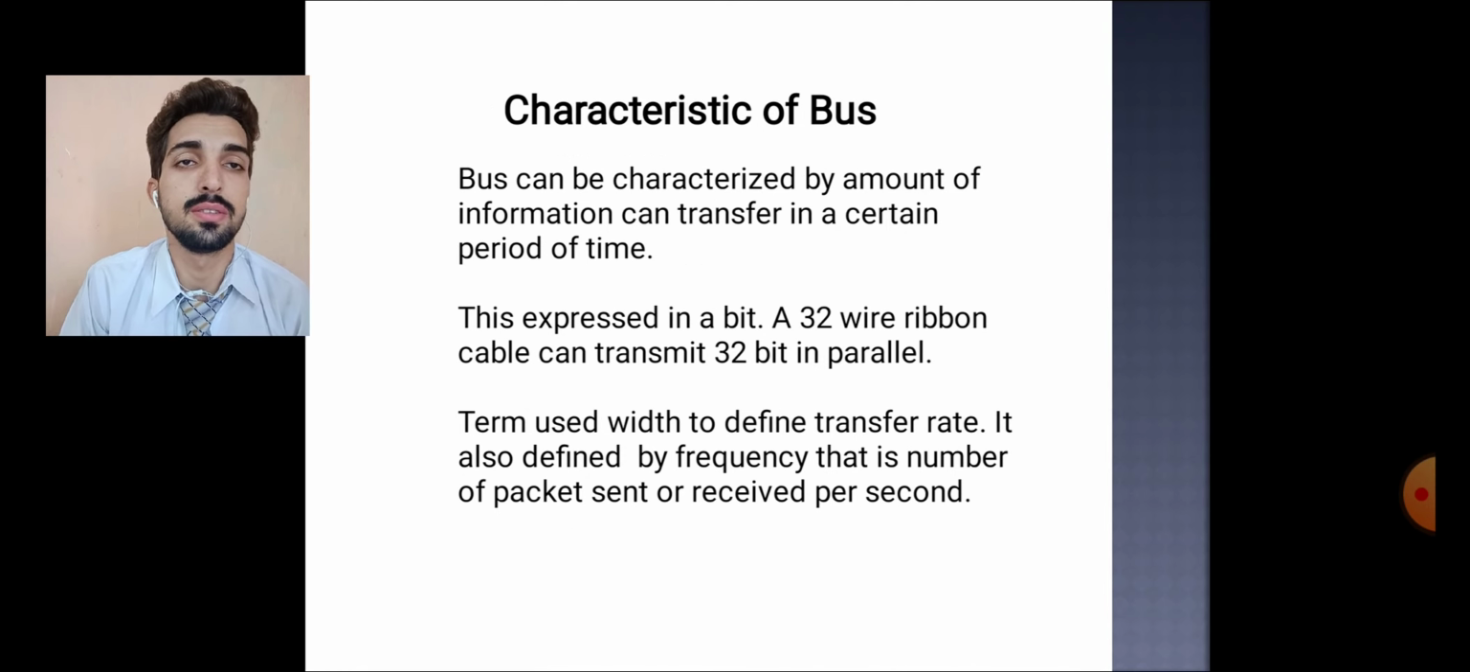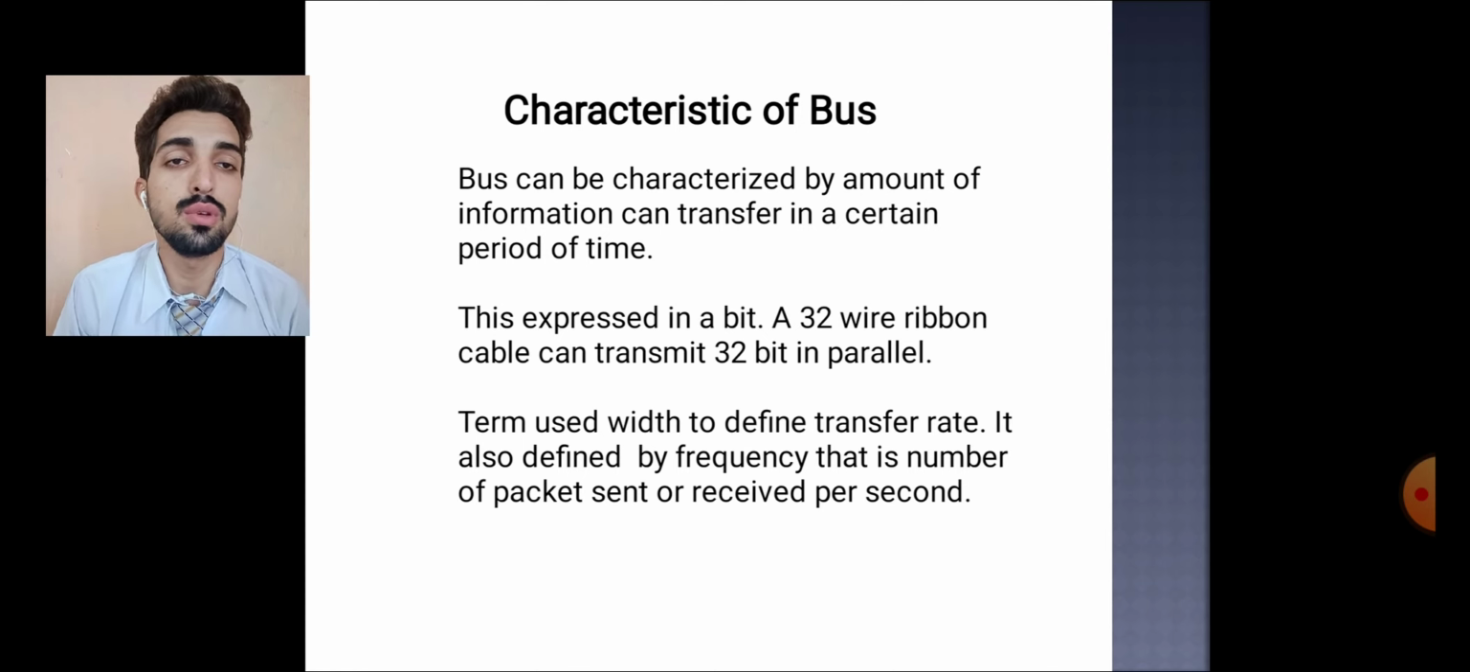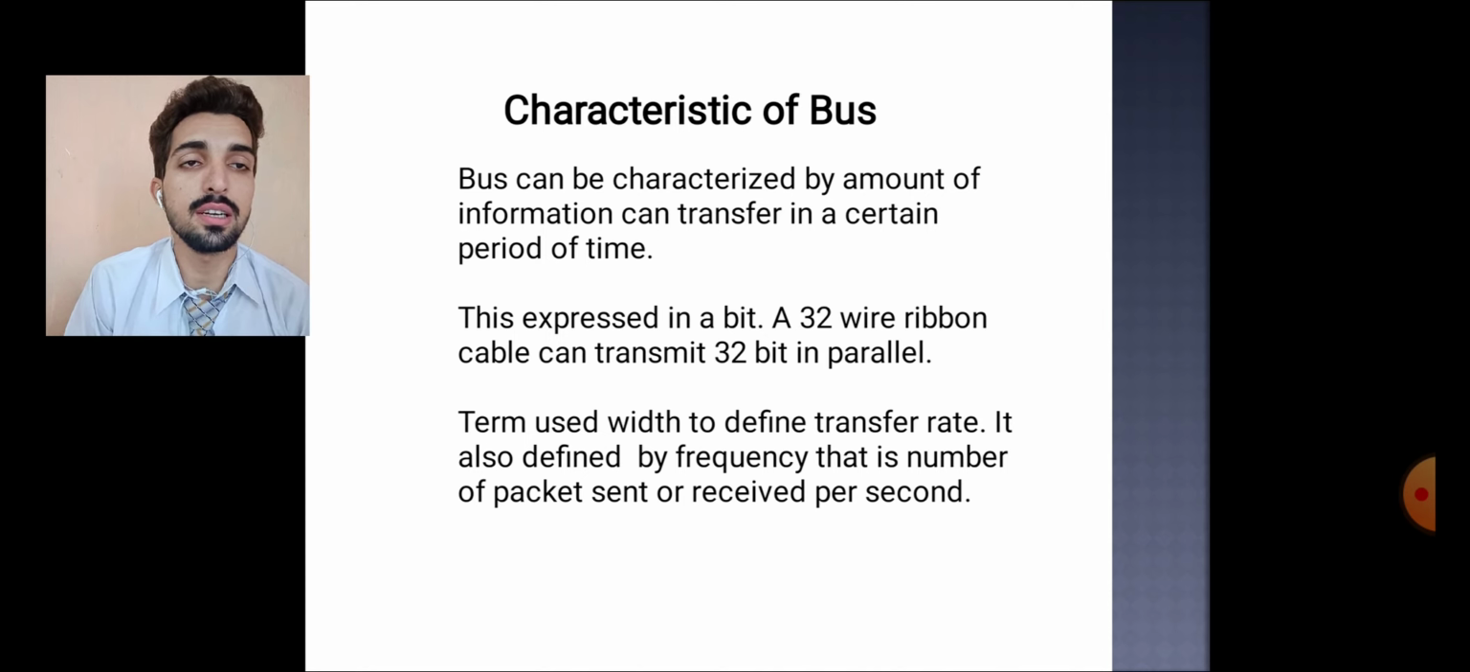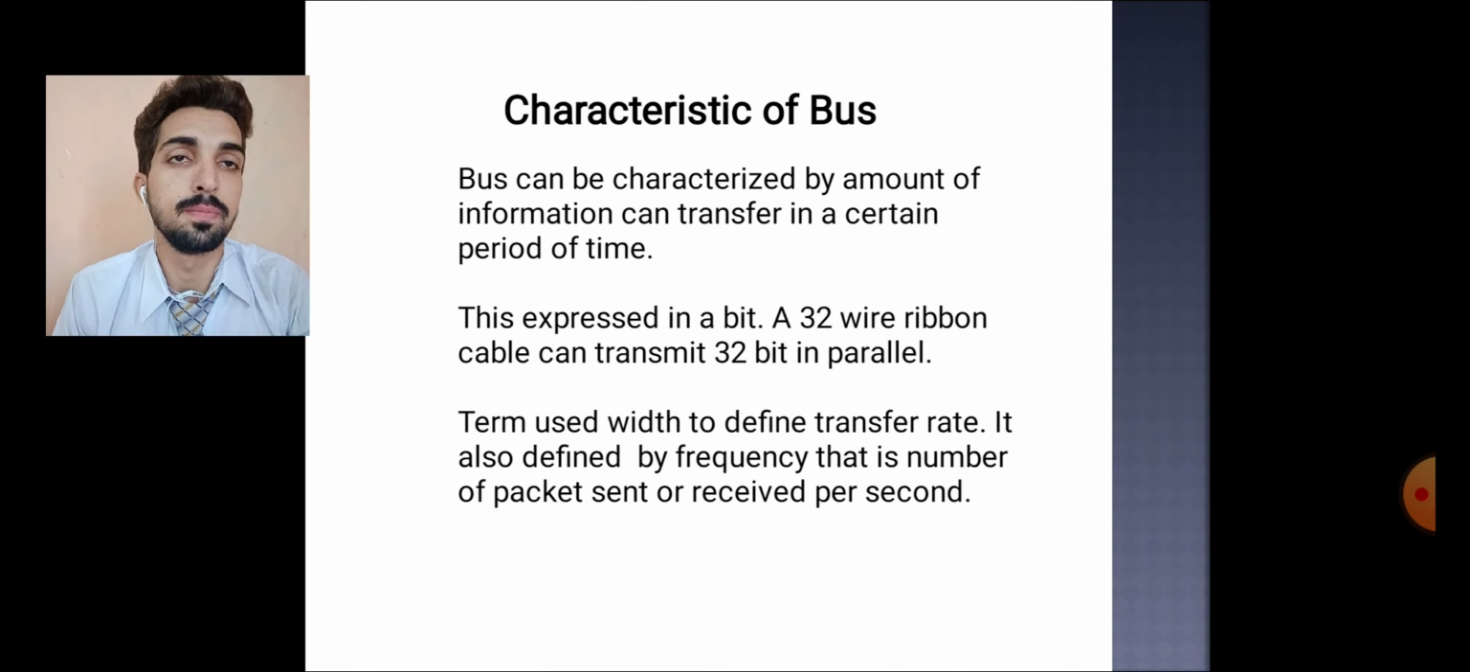Characteristics of a bus. A bus can be characterized by the amount of information it can transfer in a certain period of time. This is expressed in bits; for example, a 32-wire ribbon cable can transmit 32 bits in parallel. The term is used to define the transfer rate. It is also defined by a frequency, that is the number of packets sent or received per second.